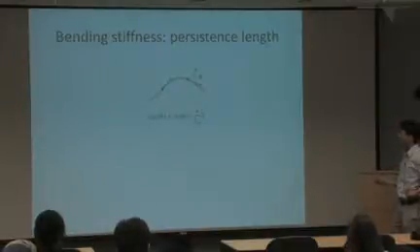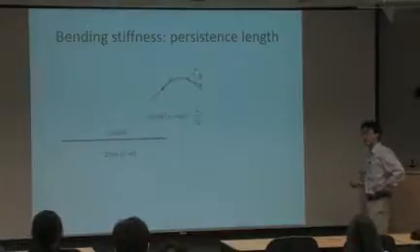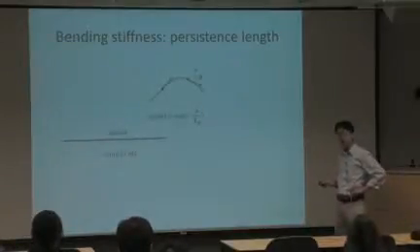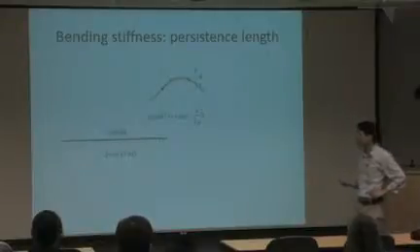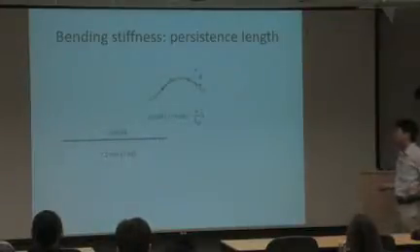Just to give you some examples, single-stranded DNA is known to be very flexible. That means it has a very short persistence length, which is about 2 nanometers, and that corresponds to 7 nucleotides.